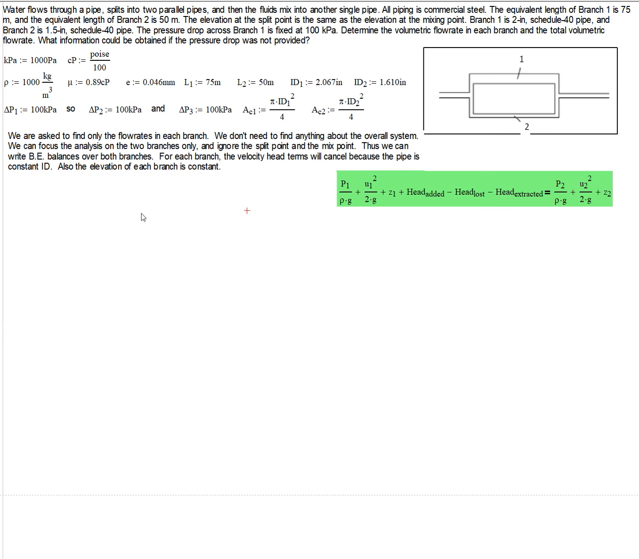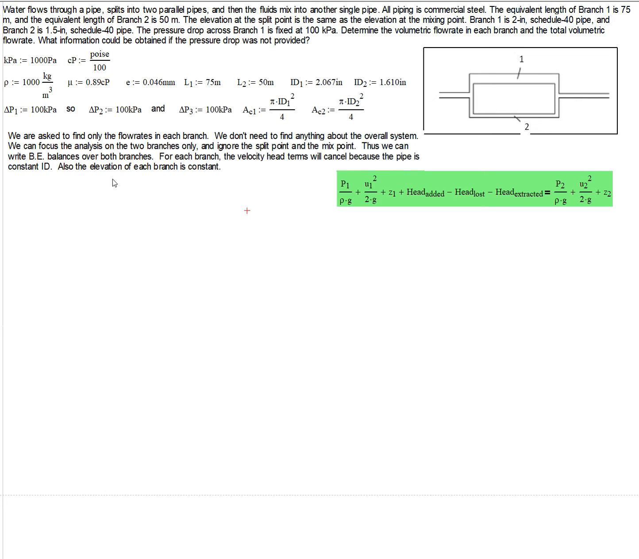Since we're only asked to find the flow rates, we don't need to worry about the overall system. We can ignore the split point, we can ignore the mixing point, and all we need to worry about is the flow through this branch, the upper branch as it's drawn here, and the flow through the lower branch, or branch number 2. So we can apply the Bernoulli equation over both branches.